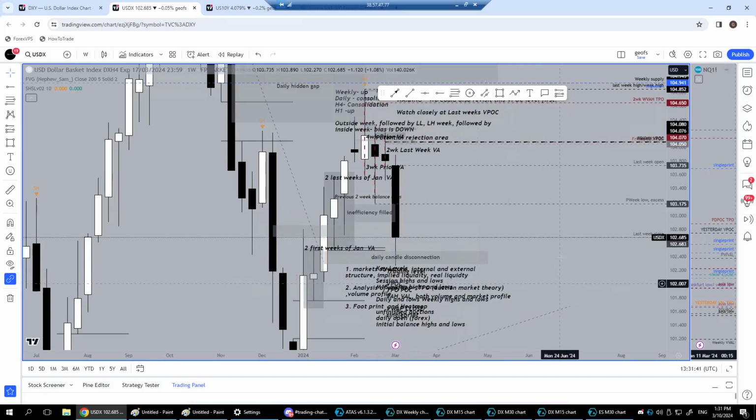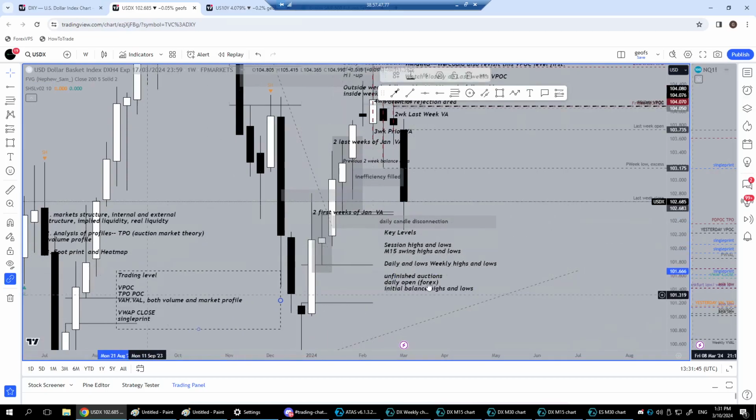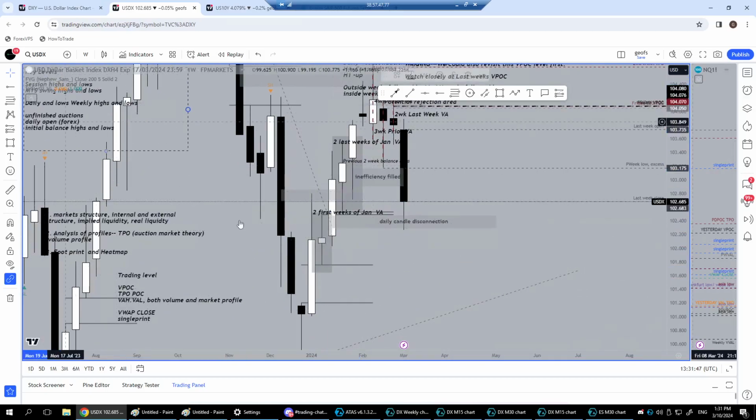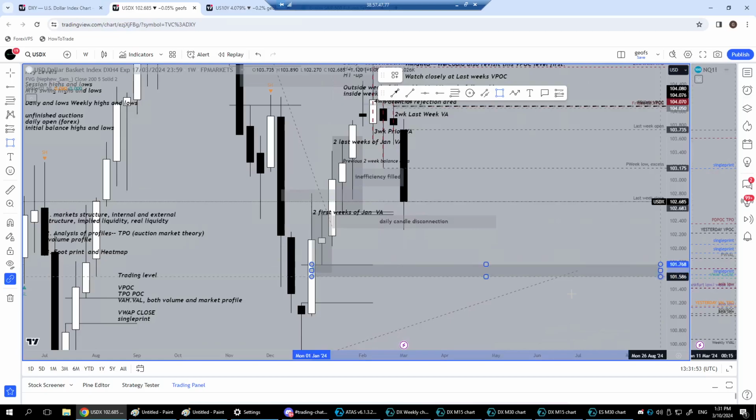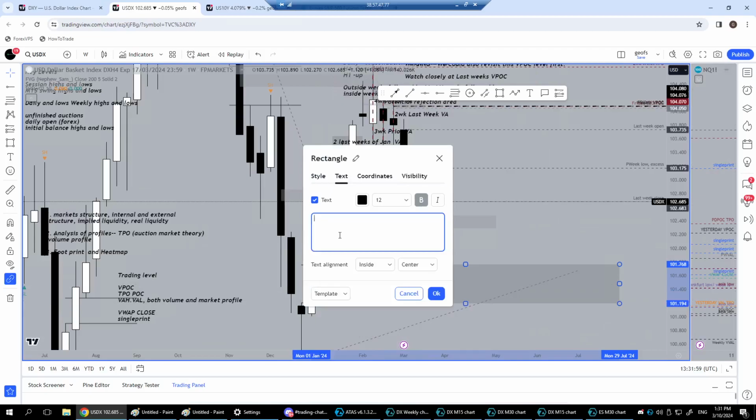Is there anything else of interest? We have this weekly inefficiency, so that is definitely of interest. Okay. Weekly hidden gap. So we could be headed there.